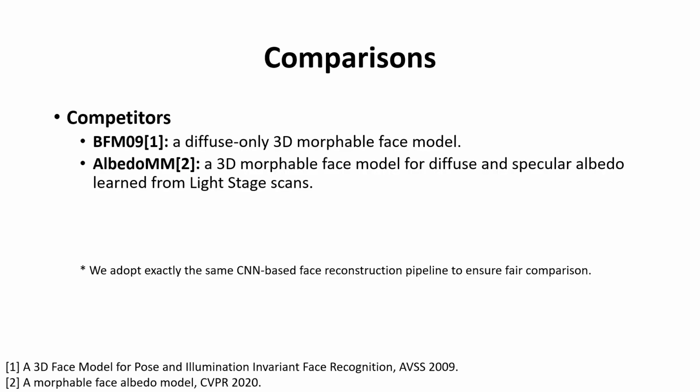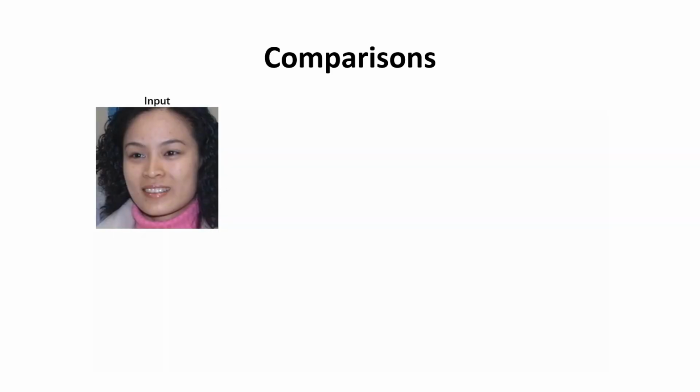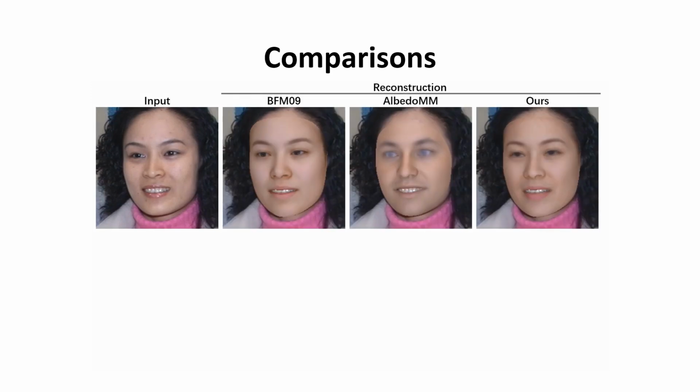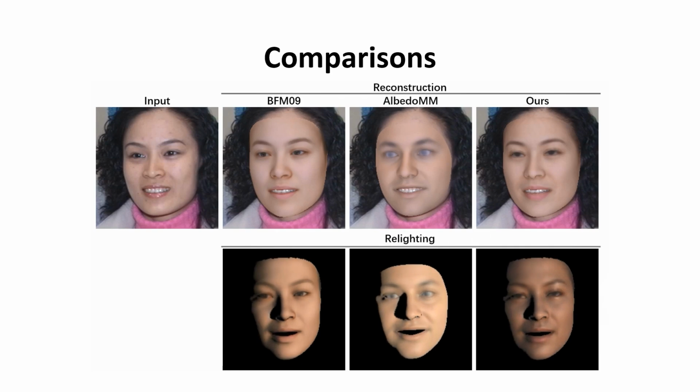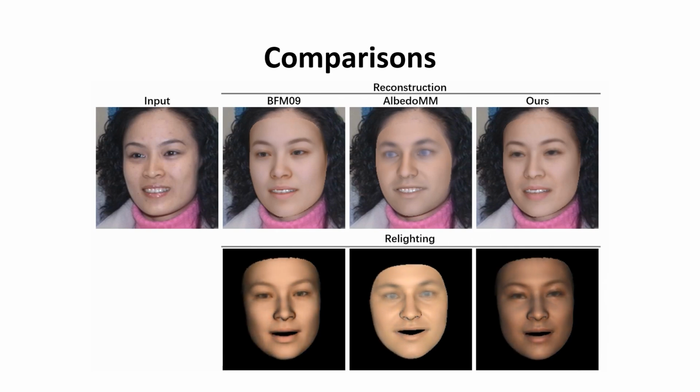We compare our method to BFM and albedo-MM. BFM is a diffuse-only model, while albedo-MM is a morphable model for diffuse and specular albedo learned from light stage scans. We adopt exactly the same CNN-based face reconstruction pipeline to ensure fair comparison. Given a single input image, we first reconstruct its reflectance parameters. We then relight the input image at a novel lighting condition for comparison.